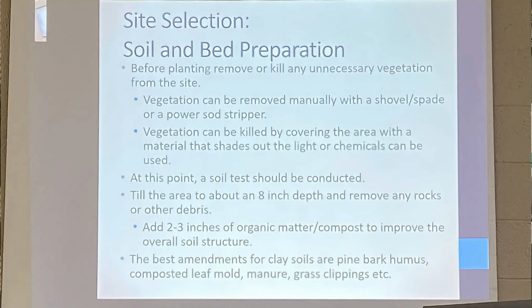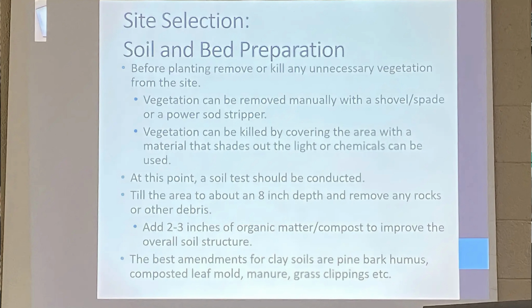Site selection, soil, and bed preparation. So this is what we need to do. Before planting, remove or kill any unnecessary vegetation from the site. Vegetation can be removed manually with a shovel, spade, or a power sod stripper. I like to use my Hori Hori. Vegetation can be killed by covering the area with a material that shades out the light, or chemicals can be used. At this point, a soil test should be conducted.